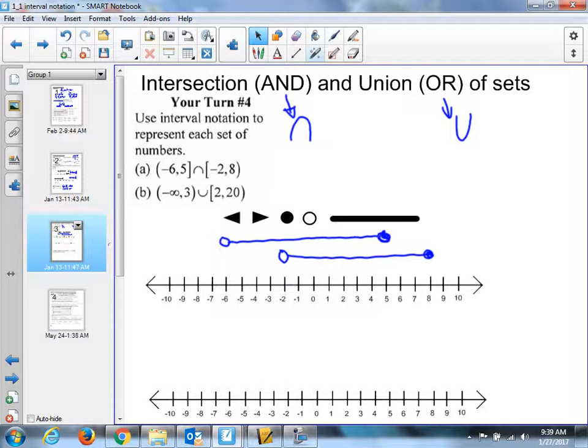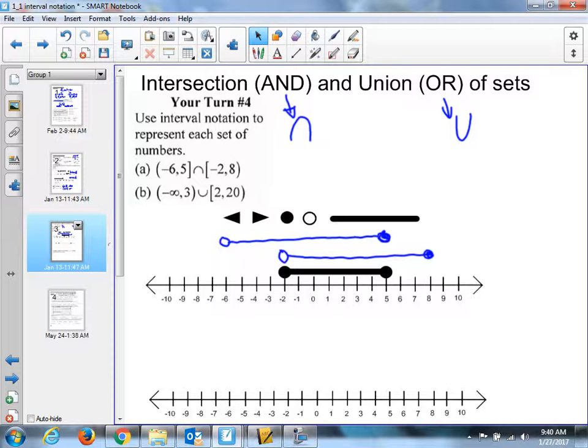Now, here's what we've got to consider. What is in the first set and the second set? It starts at negative 2. Does it include negative 2? Yes, it does, because this would include negative 2, right? And it ends at 5, right? So the actual set would be from there to 5. Voila.